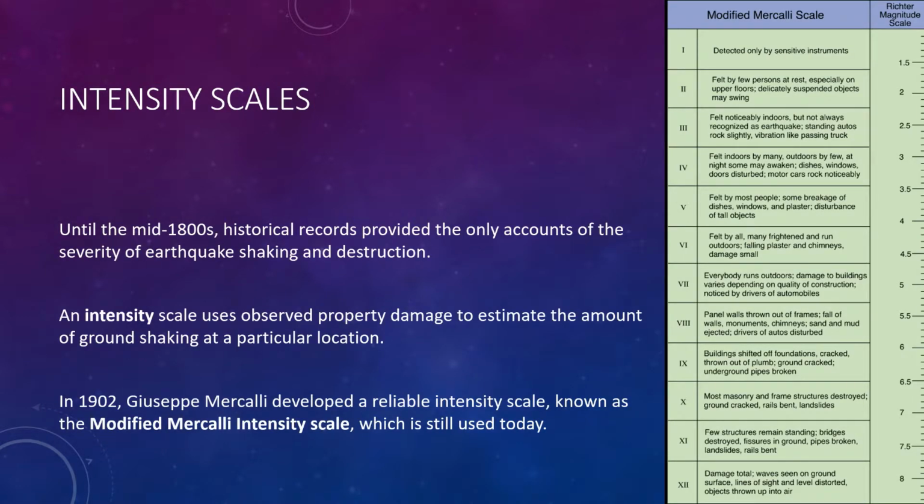Seismologists use a variety of methods to determine 2 fundamentally different measures that describe the size of an earthquake, that is, intensity and magnitude. An intensity scale uses observational property damage to estimate the amount of ground shaking at a particular location. Magnitude scales, however, which were developed more recently, use data from seismographs to estimate the amount of energy released from an earthquake source.